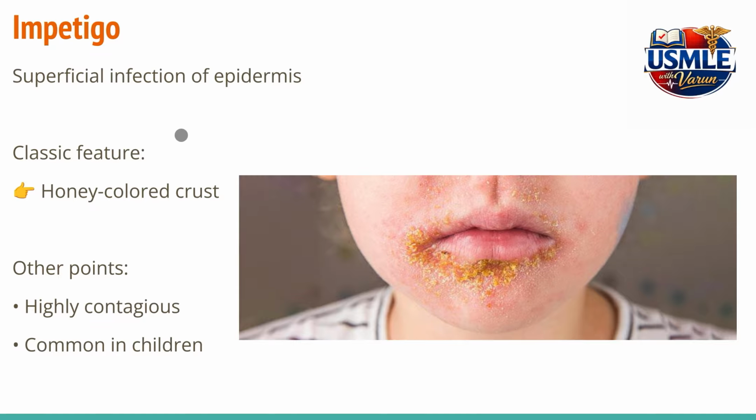Impetigo is a superficial infection of the epidermis, which is most commonly seen in children. The hallmark feature is a honey-colored crust, as we can see in this image. This is one of the most classic visual clues in dermatology. So whenever you see honey-colored crust, you need to think about impetigo. These lesions are usually found around the nose and the mouth. Because the infection is superficial and it spreads easily, it is a highly contagious infection. So if you see a child with golden-colored, crusted lesions around the face, we should immediately think of impetigo.